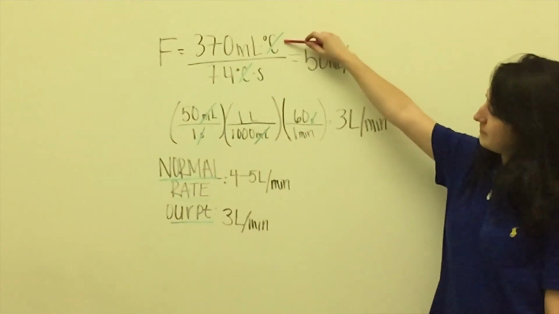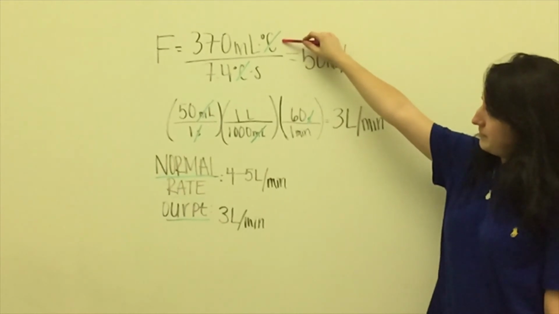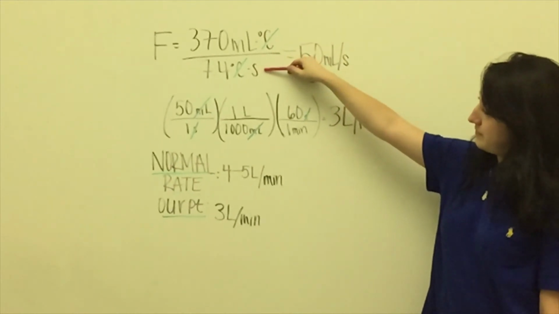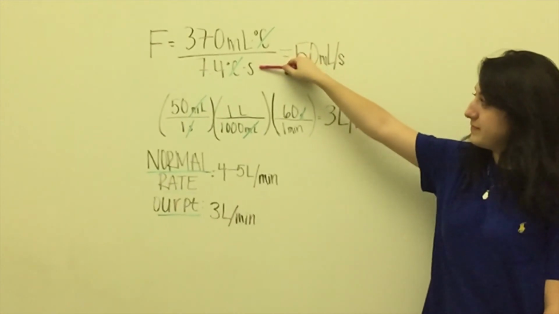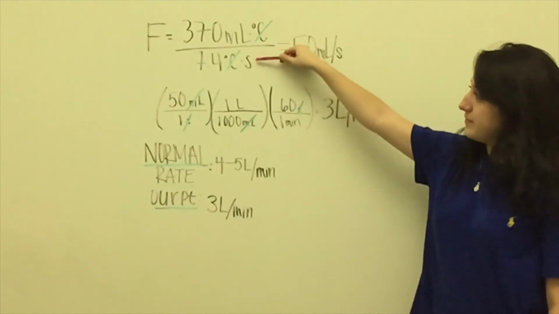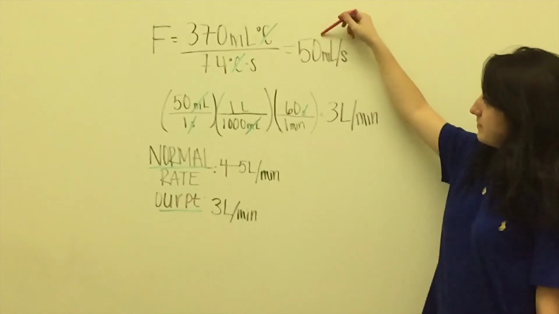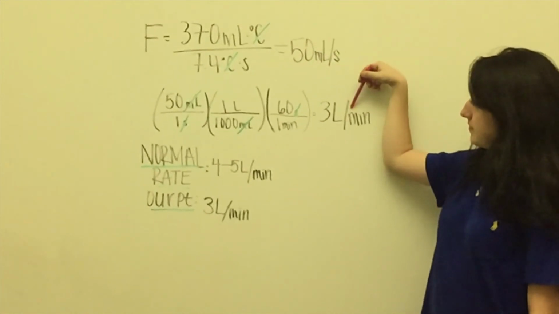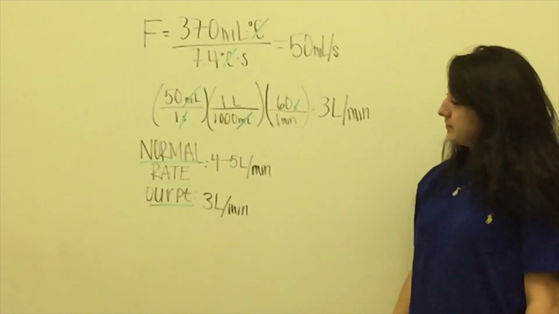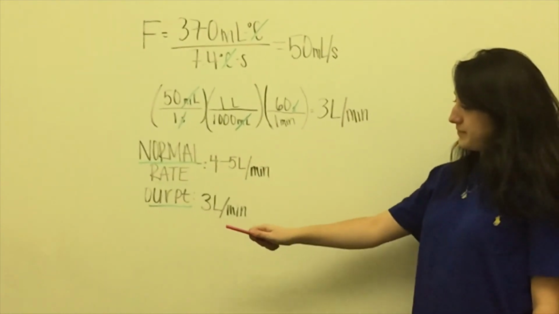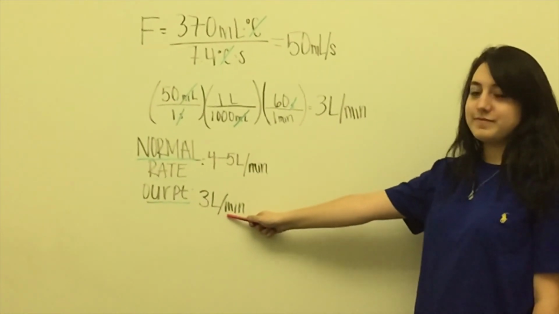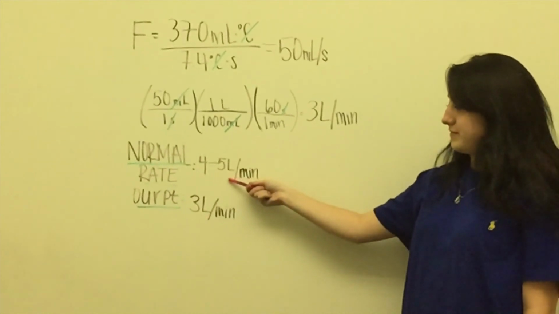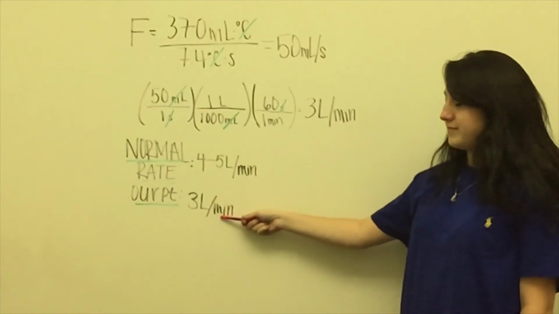So, to find the flow rate, or F, we took Qin, which was 370 milliliters times degrees Celsius, and divided by Qout, which was 7.4 degrees Celsius times seconds. The degrees Celsius will cancel out, and we are left with 50 milliliters per second or 3 liters per minute. This means that when thermodilution was performed on our patient, their flow rate was 3 liters per minute, and since the patient's flow rate was not in the normal range of cardiac output of 4 to 5 liters per minute, they are considered sick.